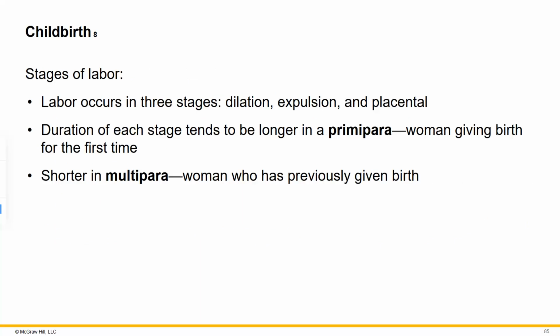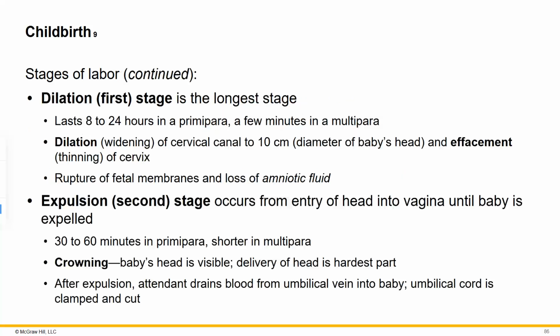There are 3 stages: dilation, expulsion, and placental delivery. The duration of each stage tends to be longer in a primipara, a woman giving birth for the first time, and shorter in a multipara, a woman who has previously given birth. So dilation, the first stage, is the longest. It lasts 8 to 24 hours.